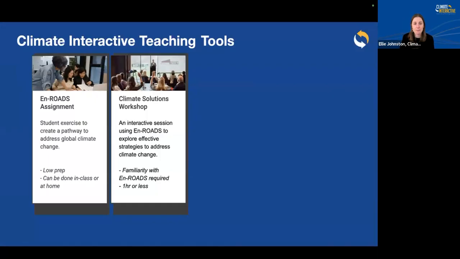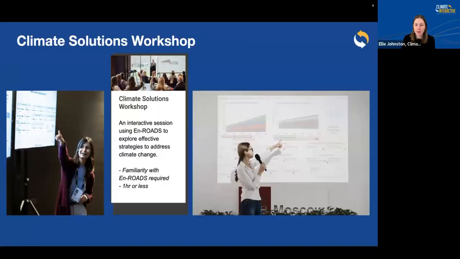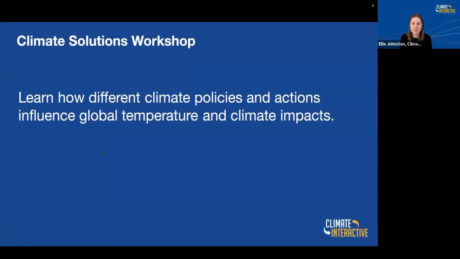The next format we have is the Climate Solutions Workshop. And this format is, I would say, probably the most popular way in which En-ROADS gets used in lots of settings. When I showed that number, 6,500 events, a lot of those events are variations on the Climate Solutions Workshop. The way this works is you have a group, and actually I'm going to demonstrate a little bit for us, so I'll explain more. But the overall idea is that you learn how different climate policies and actions influence global temperature and climate impacts.